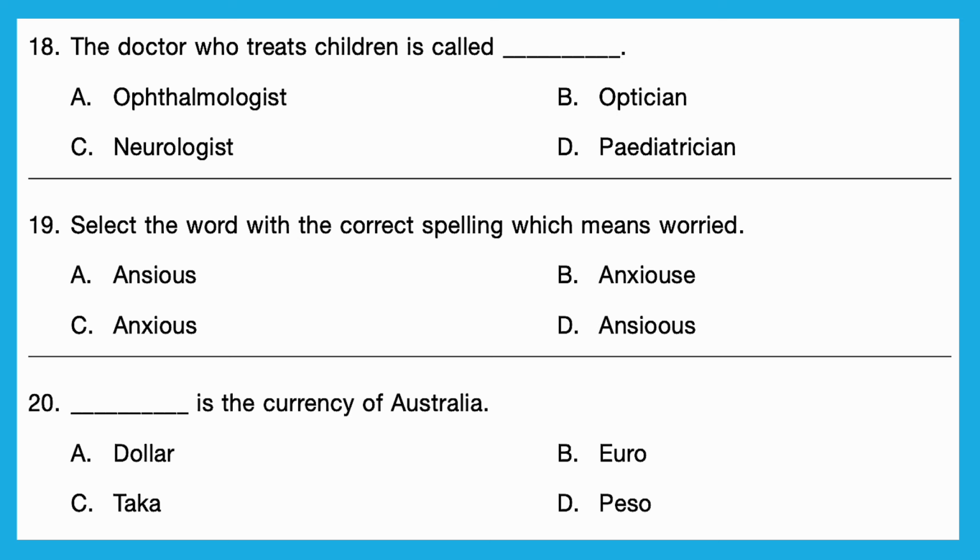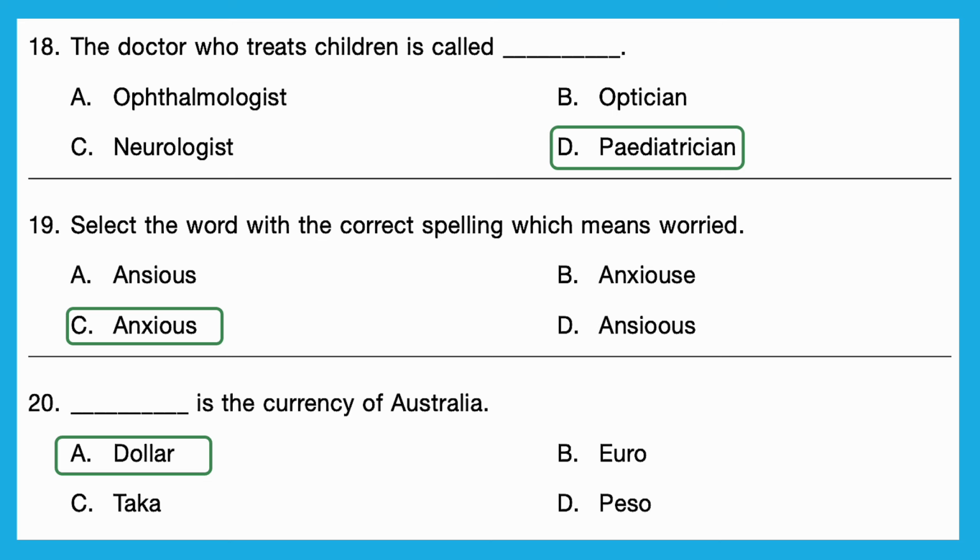Question 19. Select the word with the correct spelling which means worried. What is the synonym of worried or nervous? It is anxious. And the right spelling is option C, ANXIOUS. Question 20. Dash is the currency of Australia. Australian dollar is the currency of Australia. So option A, dollar, is the right answer.